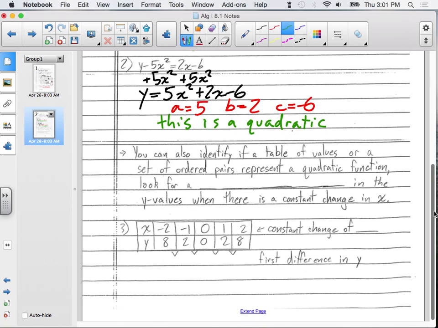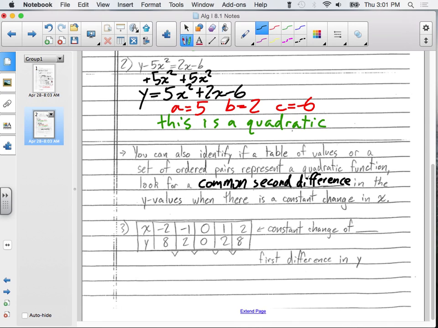Alright, now, the next one, sometimes you won't even be given an equation to write in standard form. Sometimes you'll just be given a table of values or ordered pairs, and you'll have to use those to see if they represent a quadratic function. The way we do this is that we look for a common second difference. Look for a common second difference in the y values when there is a constant change in x.